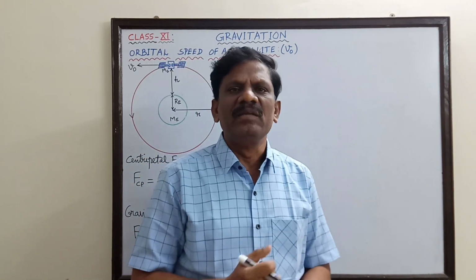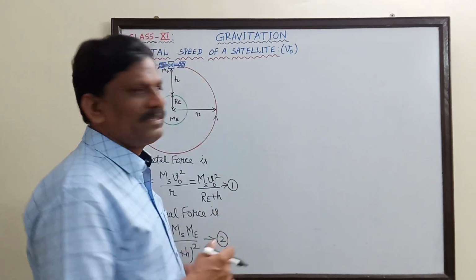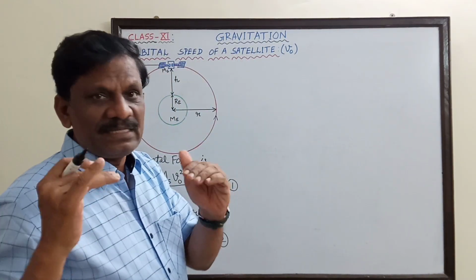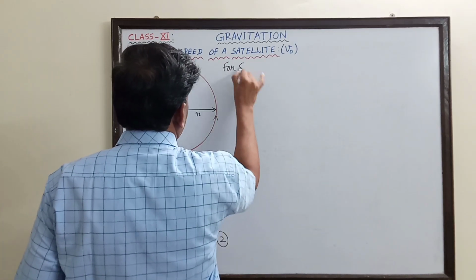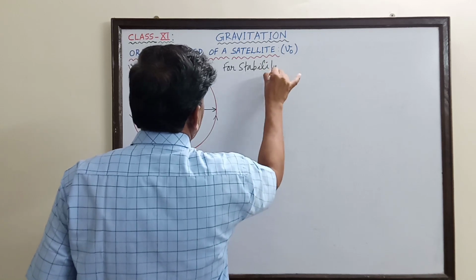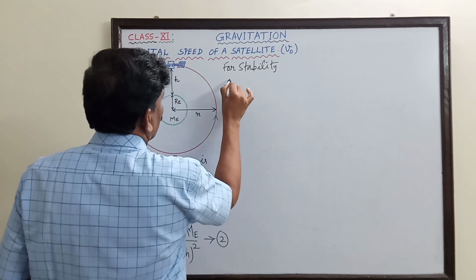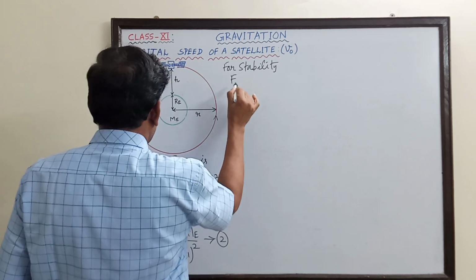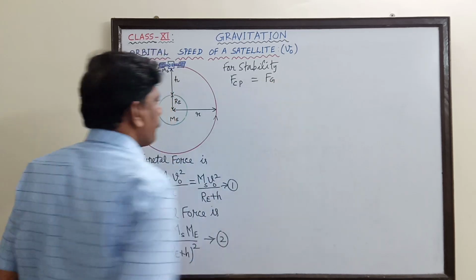If these two forces are equal in magnitude, or they are balanced, then the orbit of the satellite is said to be stable. It is in stable orbital motion. So for stability, these two forces must be equated. So F centripetal must be equal to F gravitational.